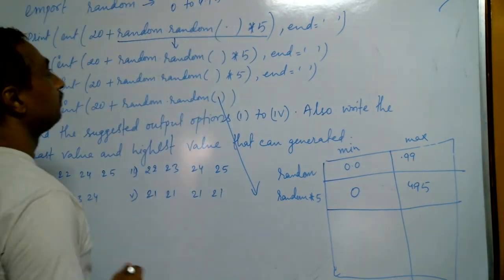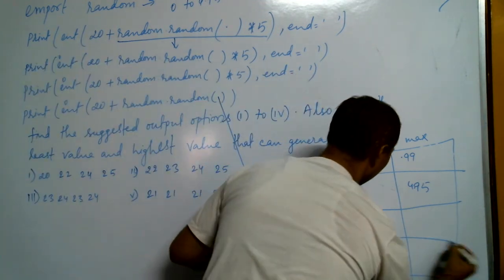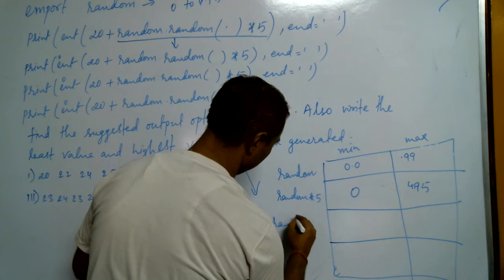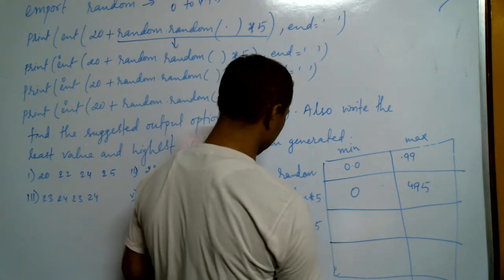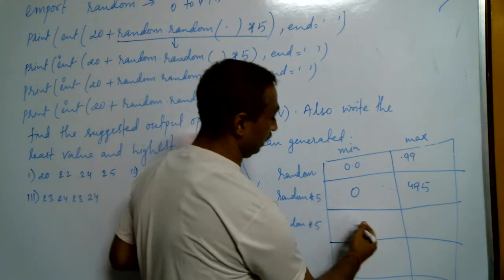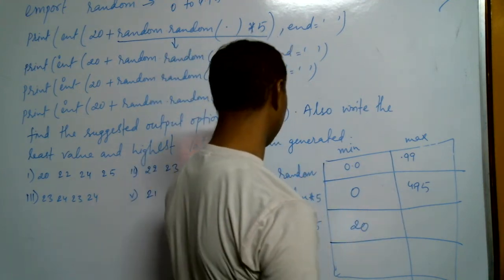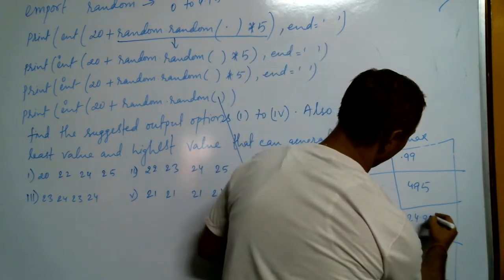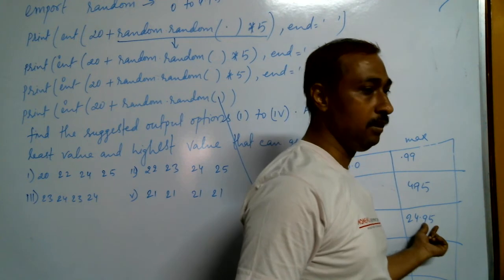Okay, then we are adding 20 in this one. So after adding 20, the minimum value will remain 20 plus random function star 5. Random star 5 is having minimum value 0, so 20 plus 0 is 20. And then here 20 plus random star 5, here it is giving 4.95, so 24.95 will come here. We are taking only 2 digits after the floating point number, but it can be more.